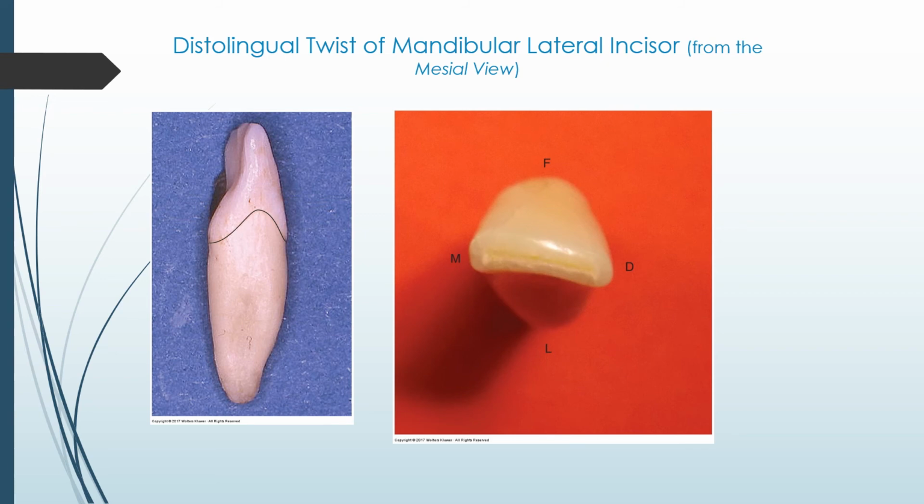Why? Because the crown is a little bit tilted around its cervical line, and this tilt can be seen from the incisal as well. So this is the distolingual twist. Instead of being in a straight line, it is a little bit curved on the distal side and on the lingual side. And this is the identifying and distinguishing characteristic of the mandibular lateral incisor, which is the presence of a distolingual twist.